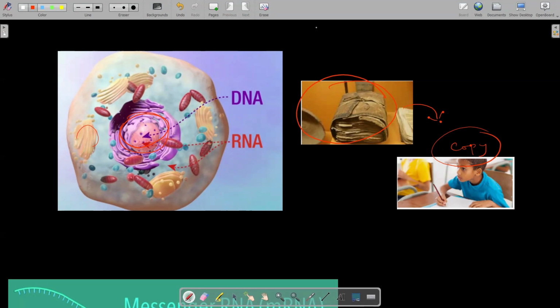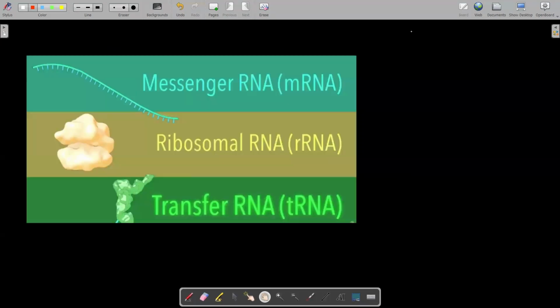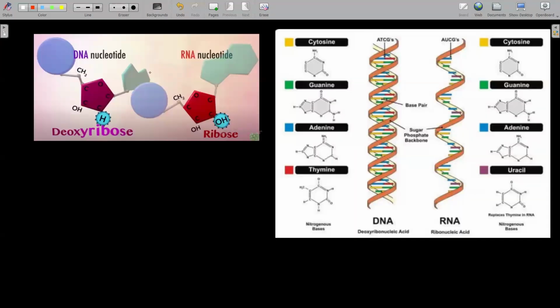And there are three types of RNA: messenger RNA, otherwise called mRNA, ribosomal RNA, otherwise called rRNA, and transfer RNA, which is also called tRNA. RNA is called ribose nucleic acid because it has an oxygen in it. Can you see the oxygen here? Whereas here there is no oxygen, therefore DNA is called deoxyribose nucleic acid.